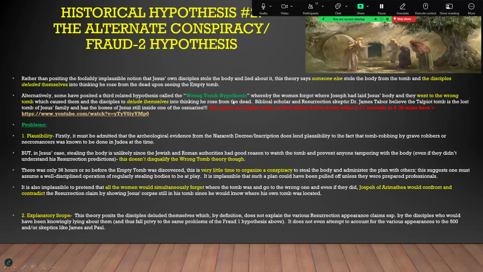Now, interestingly, with the wrong tomb hypothesis, there is actually some claimed evidence supporting this that you guys might not be aware of from archaeology. So this comes from a resurrection skeptical scholar called Dr. James Tabor. And there's a discovery called the Talpiot tomb. Out of curiosity, is anyone here familiar with the Talpiot tomb at all? Have you ever heard of that? No. I have not.